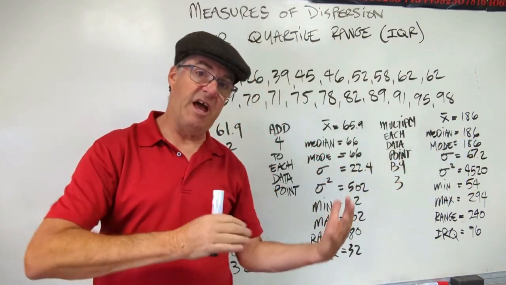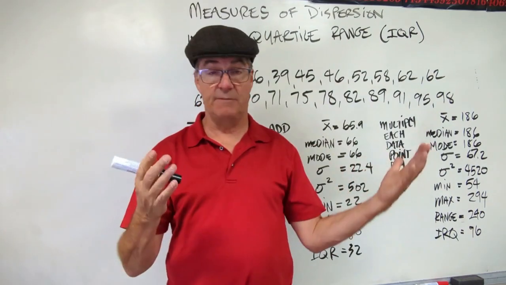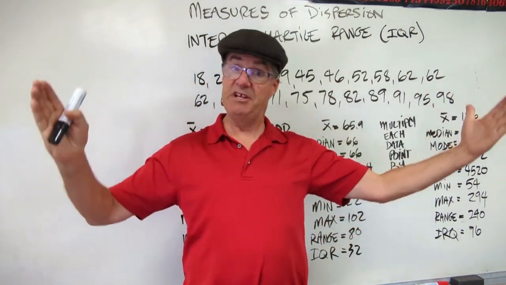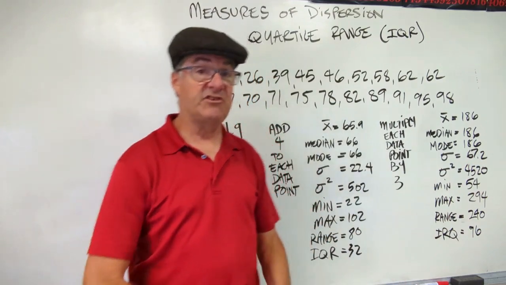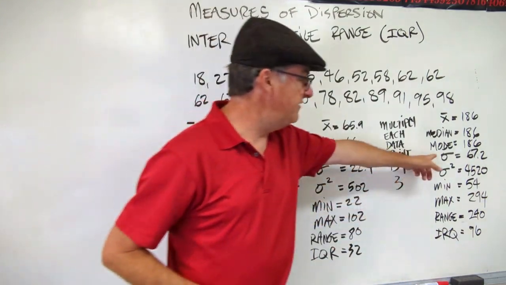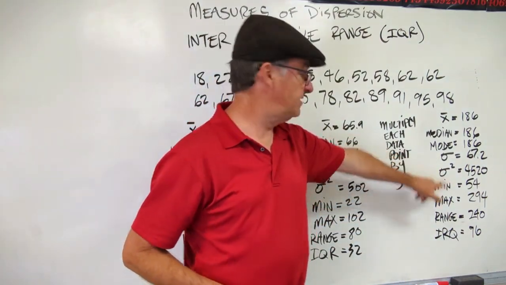So when you multiply every number in a data set by some constant, you're going to increase the spread of your data, and that's going to increase the standard deviation and the variance.